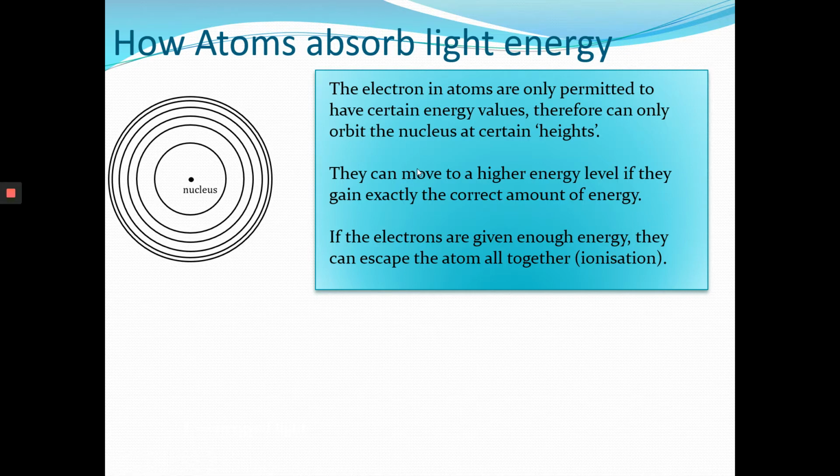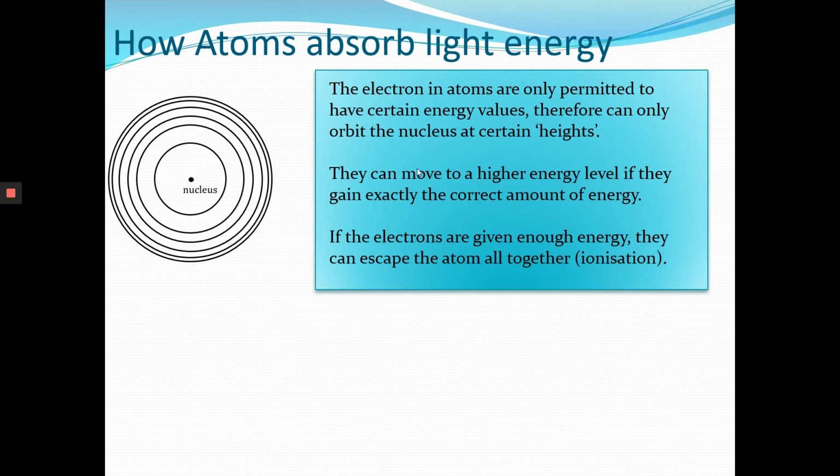Electrons in atoms are only permitted to have certain energy levels. So electrons have certain energy associated with them, but they can only have certain energies. They can only have 1 joule associated with them, then 4 joules, then 7 joules, like that. No electron could have 3 joules. Only 1, 4, 7.